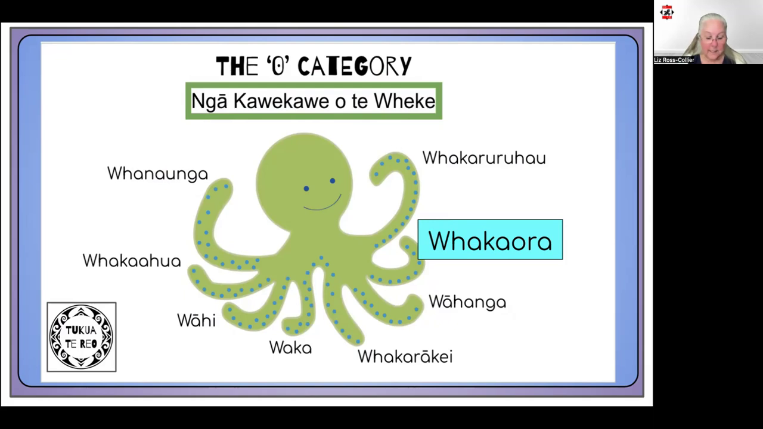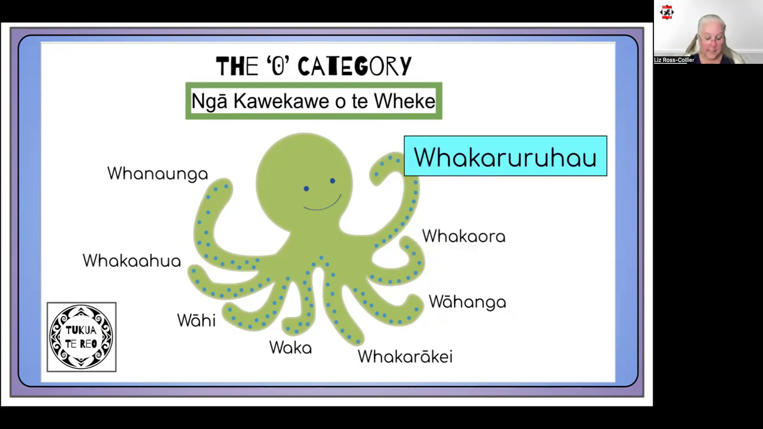Whakaora relates to anything that makes us well. This includes medicine, but it also includes wai Māori, natural water. Whakaora can also relate to natural or traditional remedies and practices like rongoā Māori. It pretty much relates to anything that's to do with personal wellness.